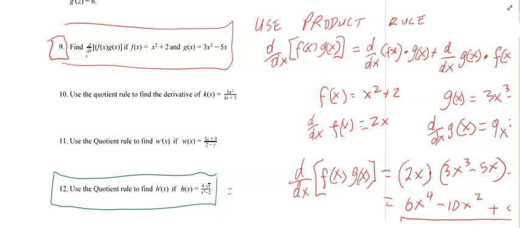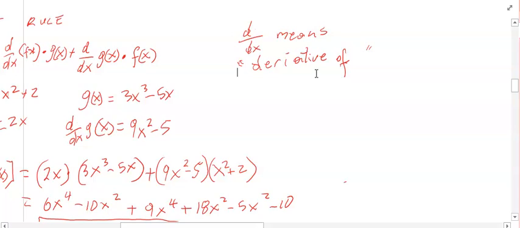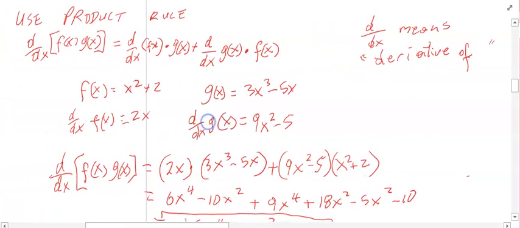Everyone, welcome to another lesson on using derivative rules. Today we're going to find d/dx of f(x) times g(x), if f(x) is equal to x squared plus 2 and g(x) is equal to 3x cubed minus 5x. Now let us think about what rules we can use to solve a problem like this. Because we're looking at a product, one of the rules that we can use is the product rule.